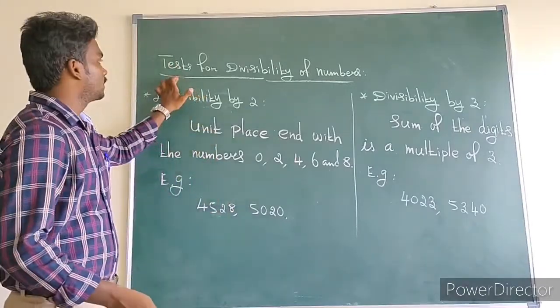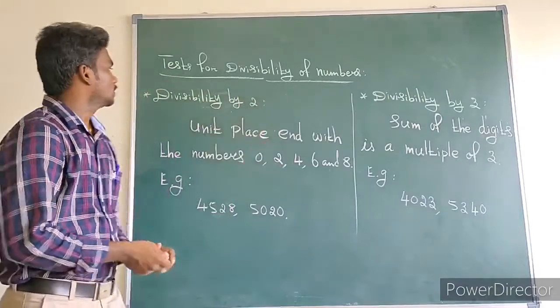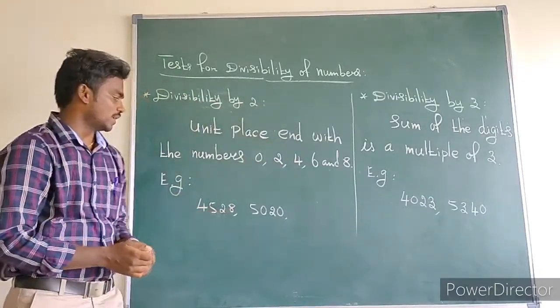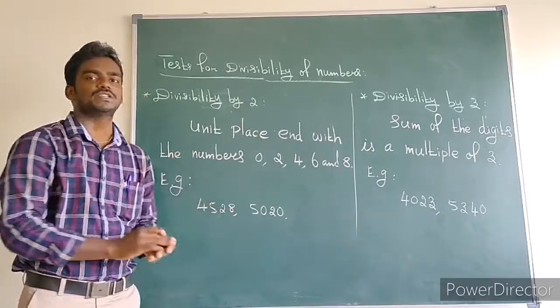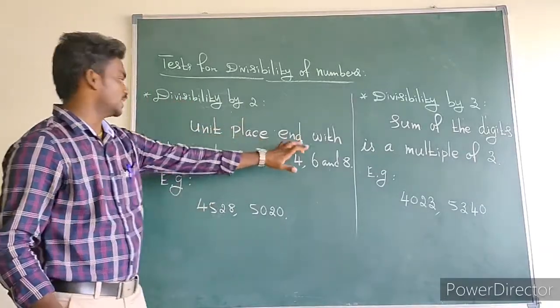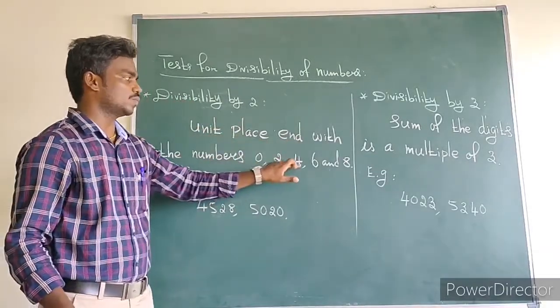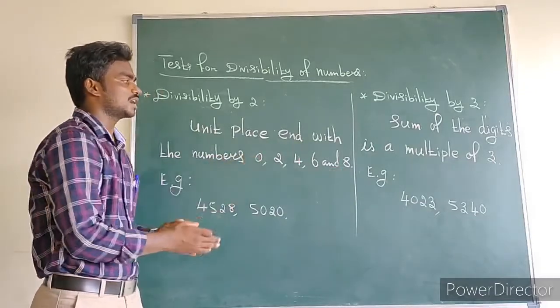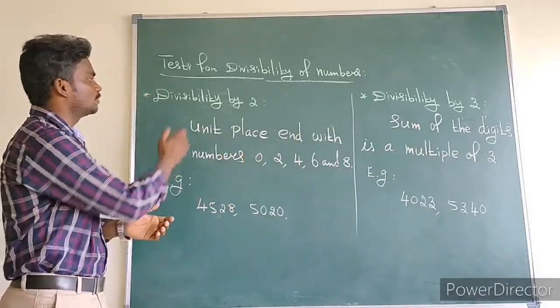So next concept, tests for divisibility of numbers. First rule, divisibility by 2. Suppose a 4-digit number is given, how do we check whether this number is divisible by 2 or not? See the condition for divisibility by 2. If the unit place ends with 0, 2, 4, 6 or 8, the number is divisible by 2.